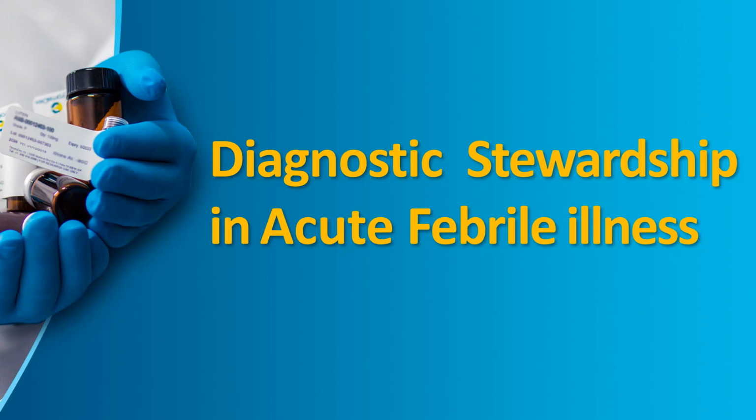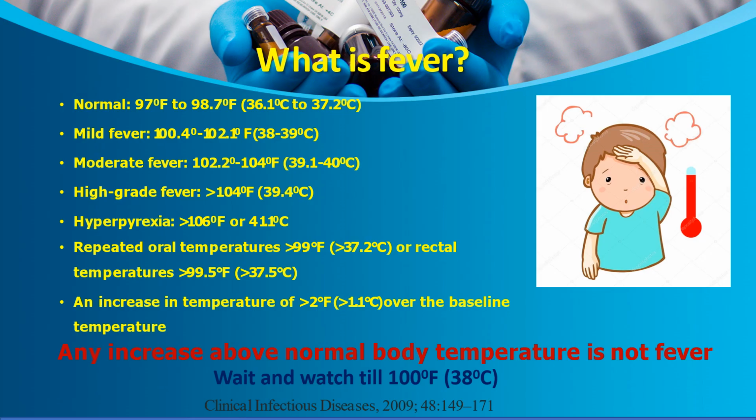How to do diagnostic stewardship in acute febrile illness? What is fever? The normal temperature is about 36.1 to 37.2 degrees Celsius, while mild fever is about 38 to 39 degrees Celsius, and moderate fever is 39.1 to 40 Celsius. High grade fever is more than 39.4. Hyperpyrexia is more than 41.1 Celsius.